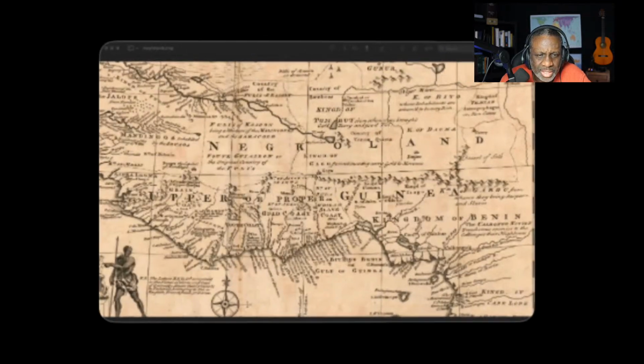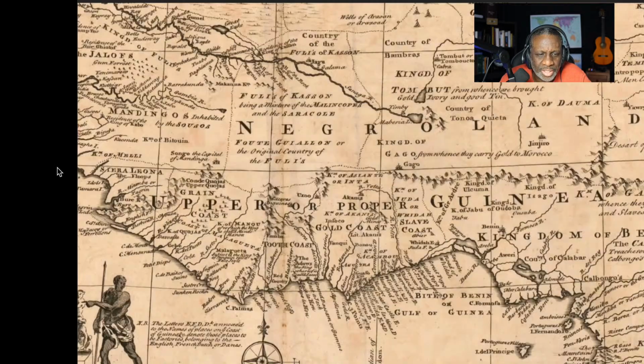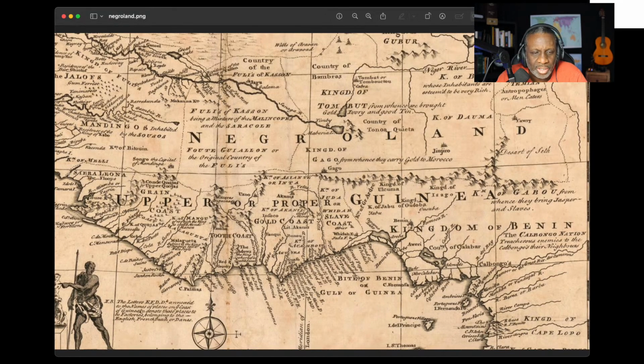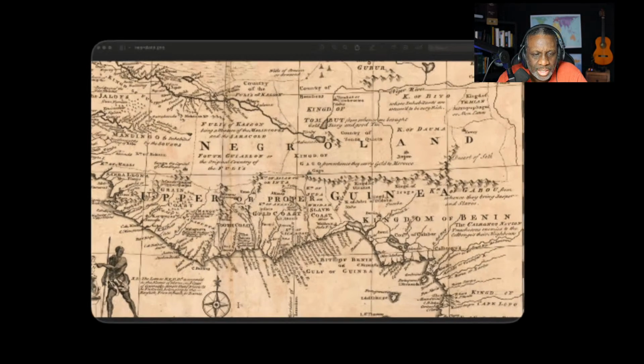Let's go to this. What do I want to see? No, that's not what I want to show. Where is it? This new feature. I hope y'all can see that.